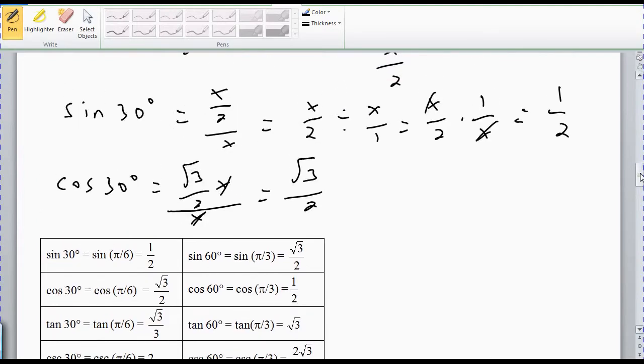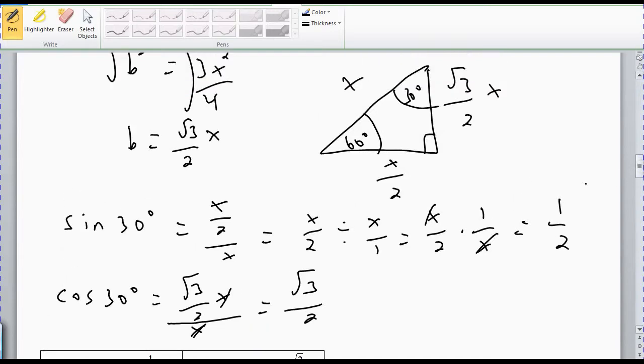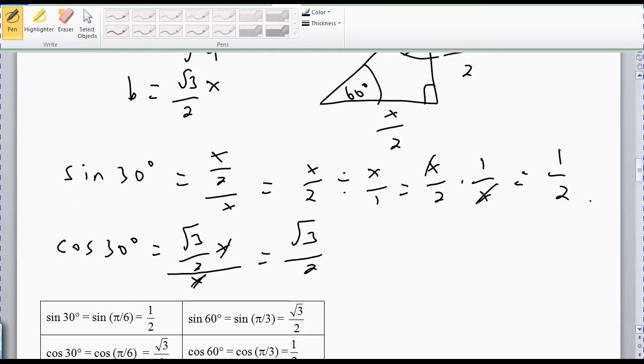Let me show you how to get all these values. There are several ways you can do it. You can still use this triangle, or you can use your sine and cosine. What I'm going to do, I'm just going to use sine and cosine. So let's just go ahead and find tangent of 30. That's the same as sine of 30 over cosine of 30. Once again, when you know sine and cosine, you really know everything.